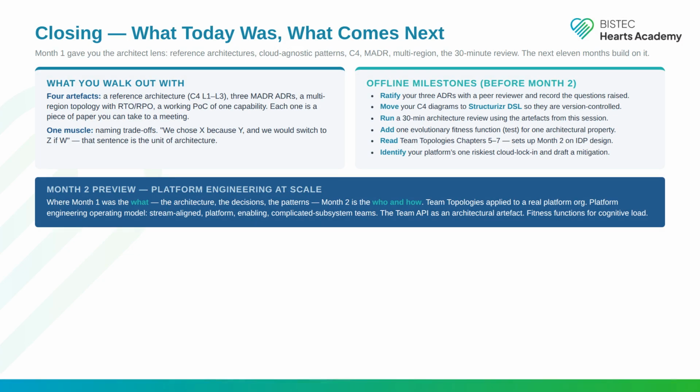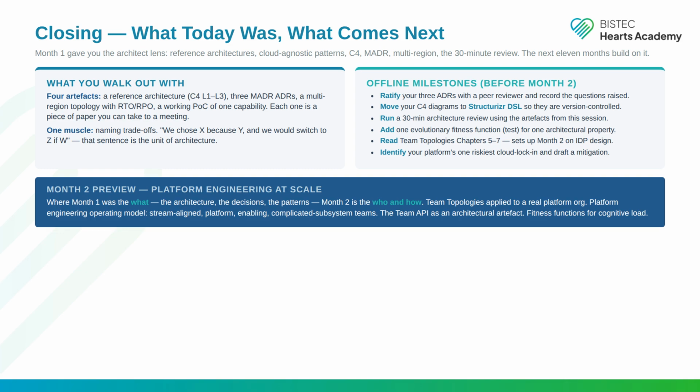Month 1 gave you the architect lens: reference architectures, cloud agnostic patterns, C4, ADRs, multi-region, the 30-minute review. The next 11 months build on it. What you walk out with: 4 artifacts, a reference architecture at C4 L1 to L3, 3 ADRs, a multi-region topology with RTO and RPO, and a working POC of 1 capability. Each one is a piece of paper you can take to a meeting.